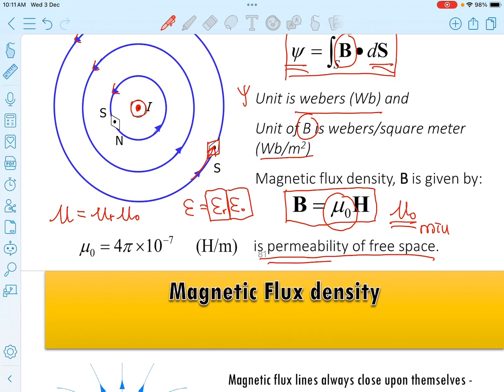So don't get confused on the words. This one is permeability and this one is permittivity. They are different. In this chapter, magnetostatics, we are going to use the permeability to relate the magnetic flux density and also the magnetic field.